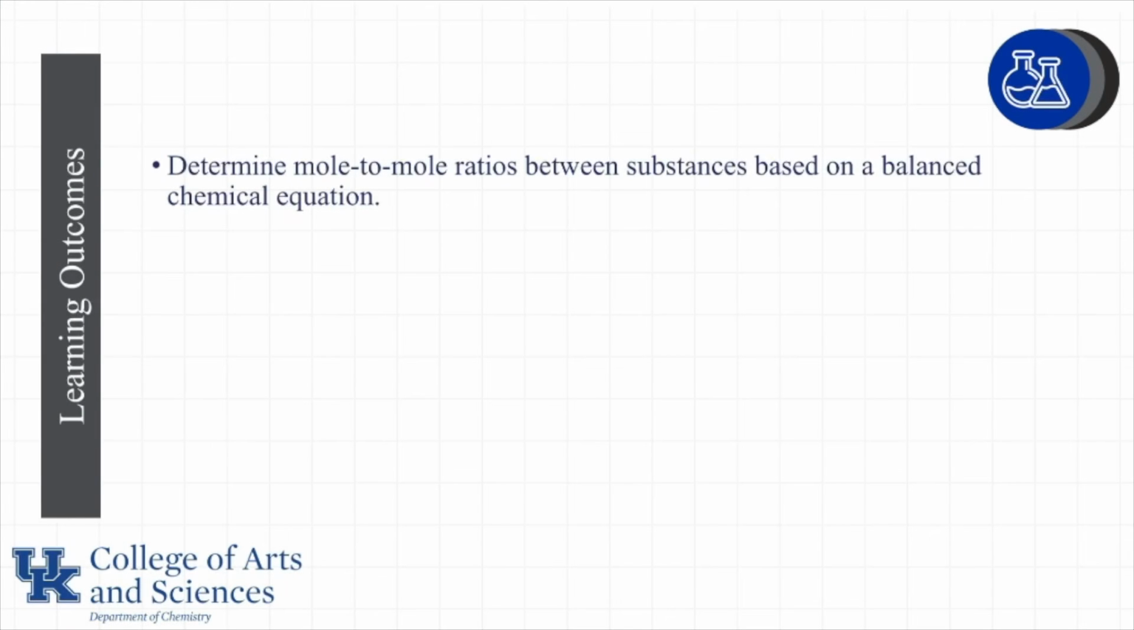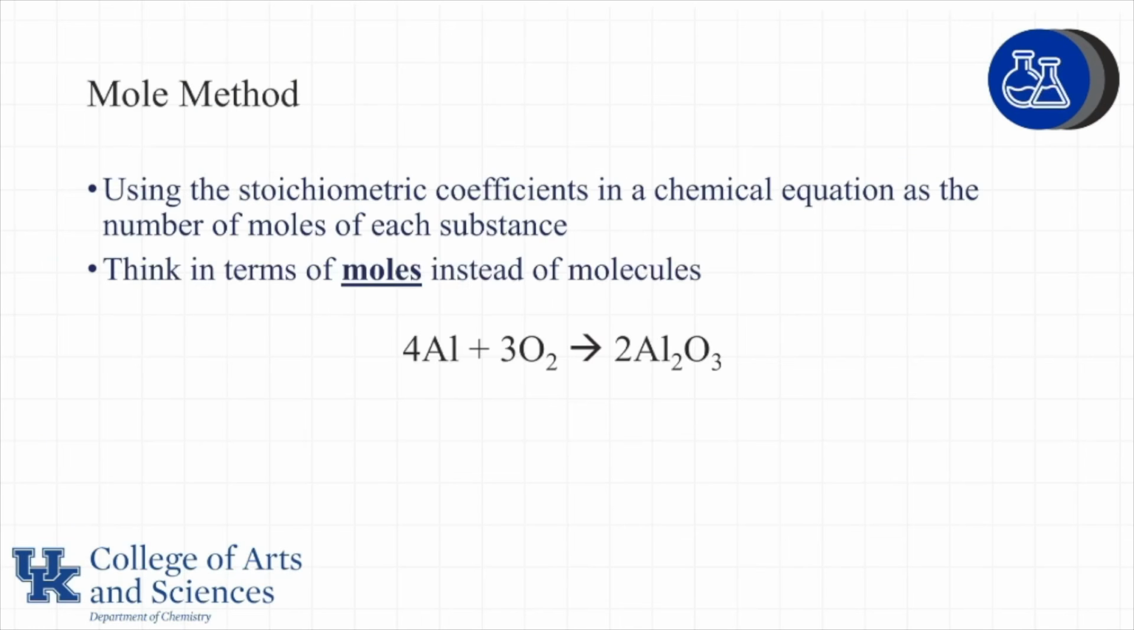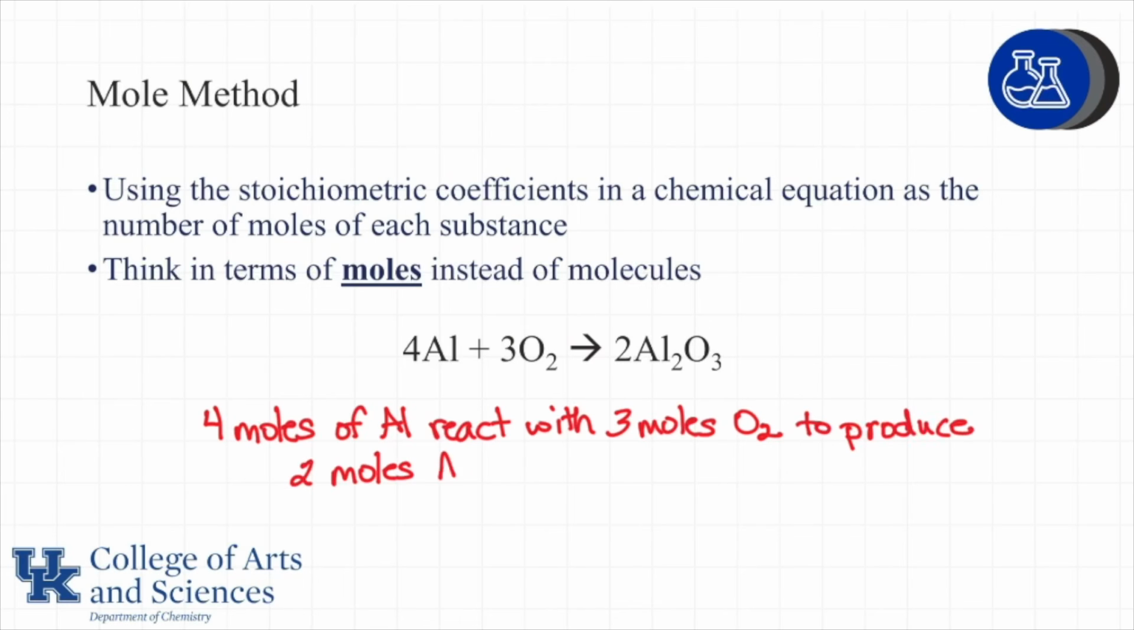In this lesson, we're going to look at the mole-to-mole ratios between substances based on a balanced chemical equation. This is called the mole method, and we're going to use the stoichiometric coefficients, so the numbers before each substance in a chemical equation, as the number of moles of each substance. Instead of thinking about molecules, we're going to think about moles. So 4 moles of aluminum reacts with 3 moles of O2 to produce 2 moles of aluminum oxide.